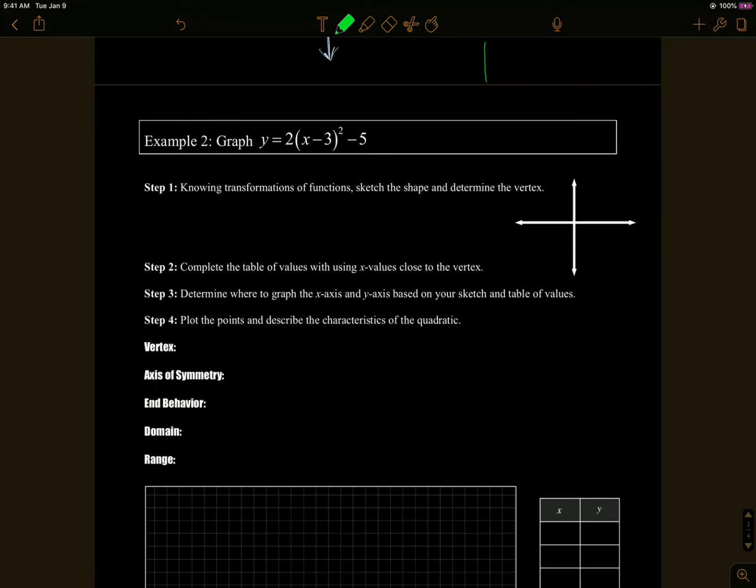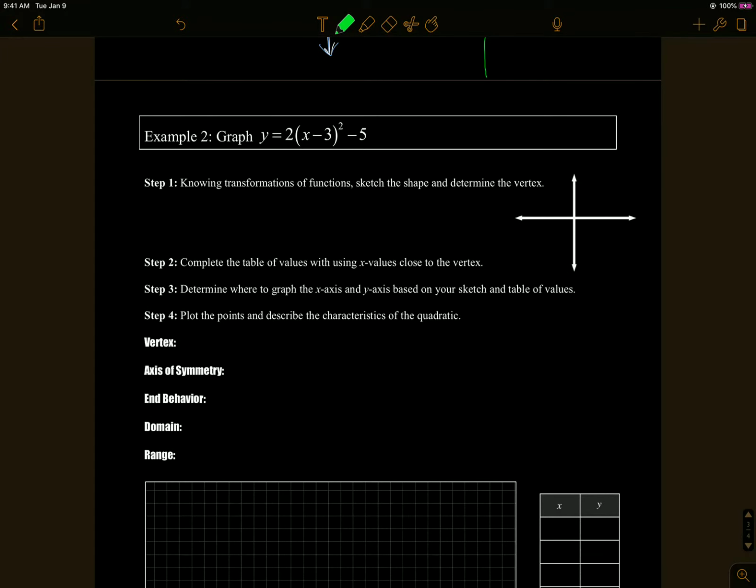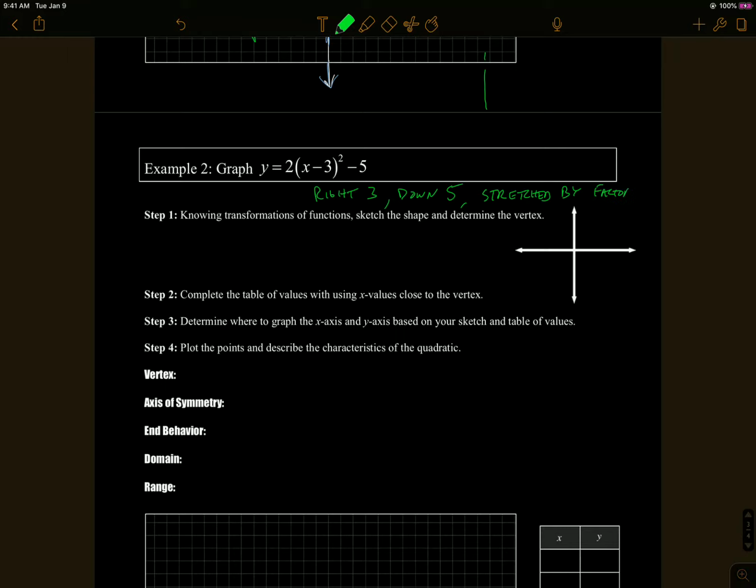All right, so example 2, we want to graph this thing. So knowing our transformations, we can already have an idea what this looks like before we graph it exactly. So we know that this thing has been shifted right 3, down 5, and then it's going to be stretched by a factor of 2. So it's just going to be thinner than it should be.